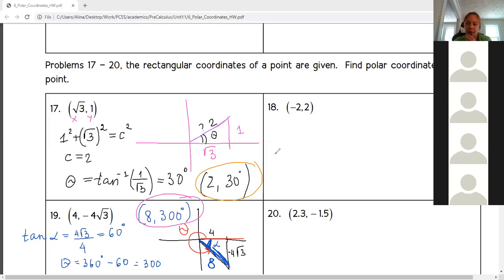Yes, ma'am? So since the answer is 8 and then 300 degrees, would it also be okay to say 8 and negative 60? Correct. You can absolutely say that. Okay, thank you. You're welcome.